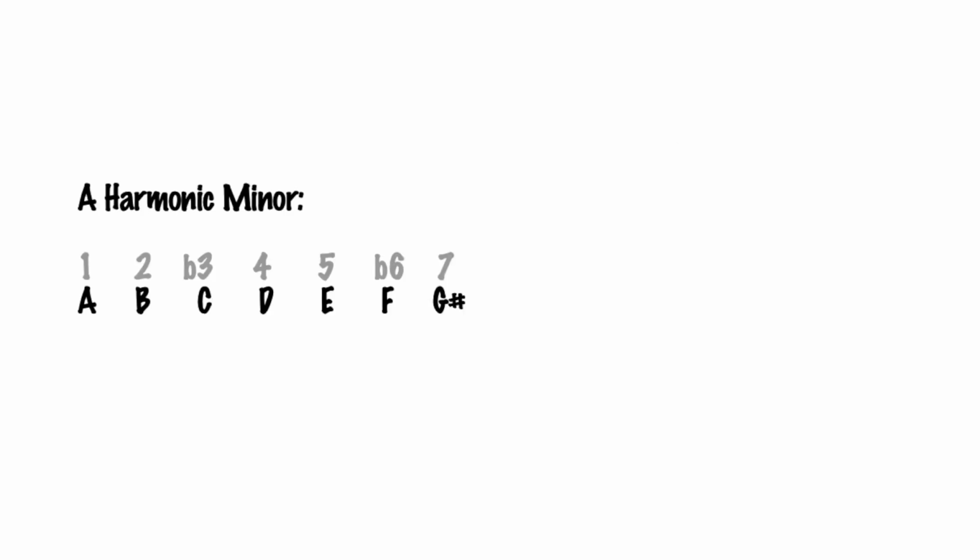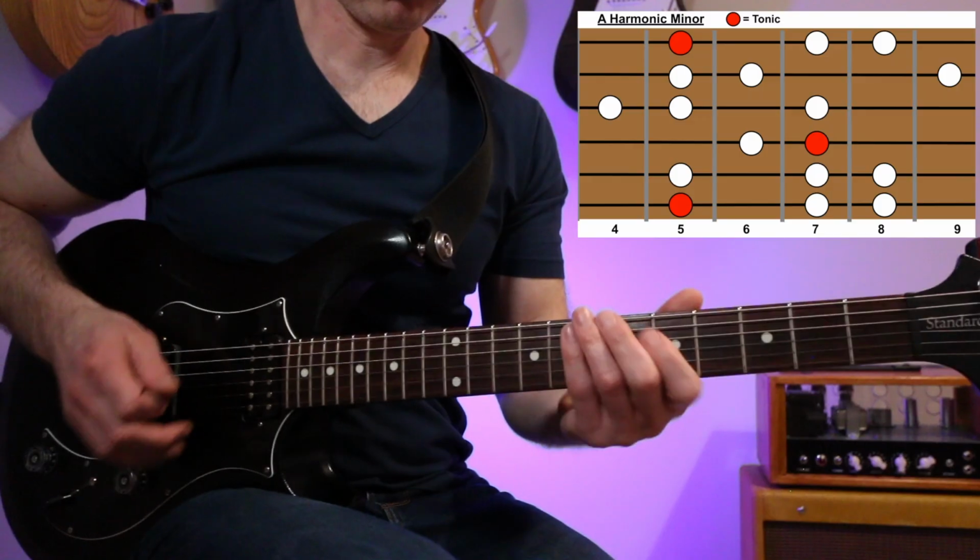The problem is an E7 chord contains a note of G sharp, whereas the key of A minor normally has a note of G. The simple solution is to swap out the Gs for G sharps, thus creating the A harmonic minor scale, which looks like this.